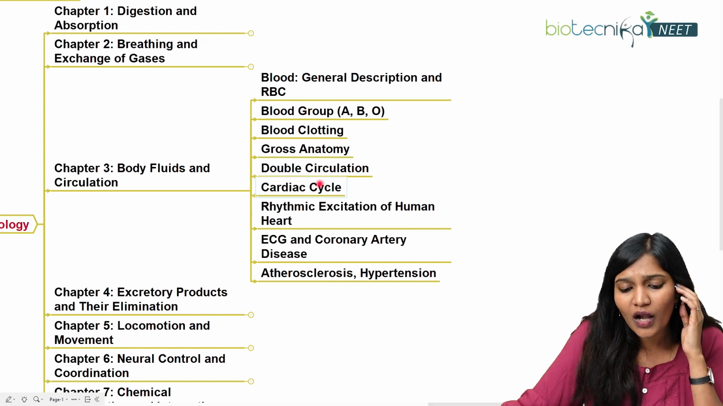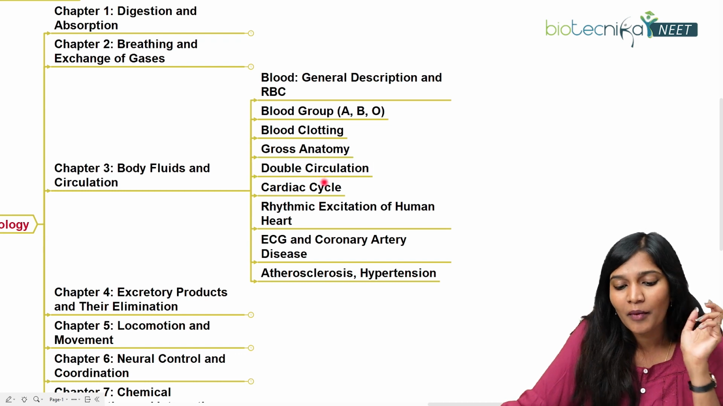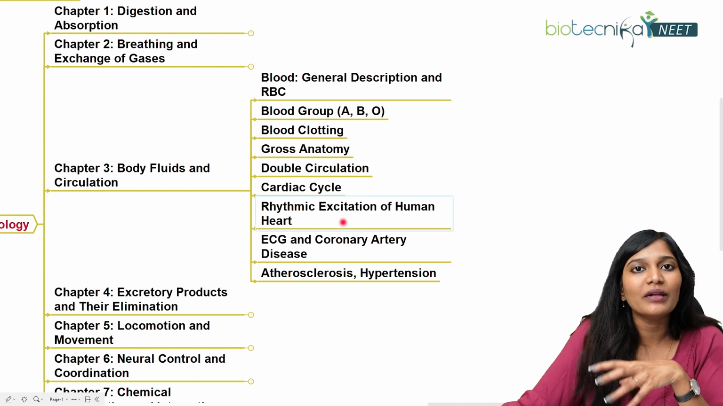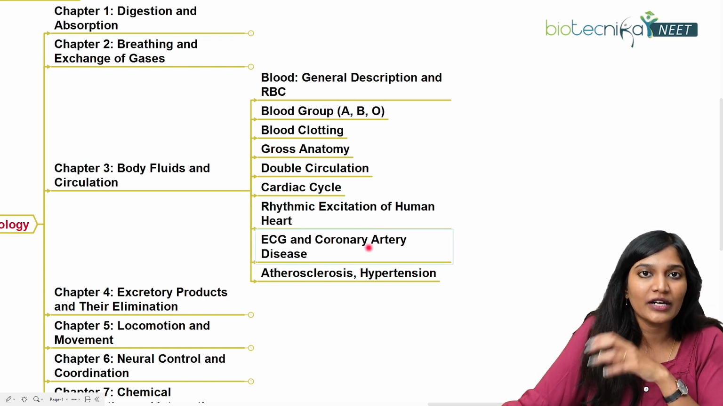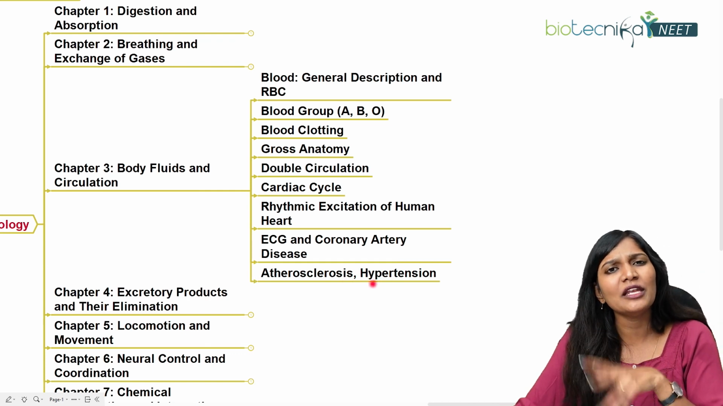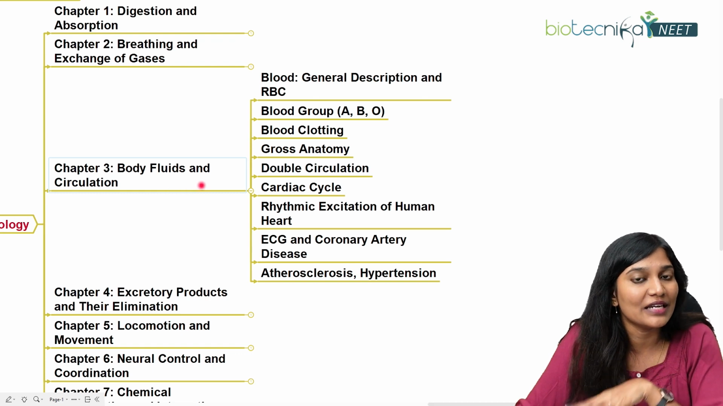And then how a double circulation actually takes place in a human body, what is lub and dub, what is going to be the cardiac cycle, one cardiac cycle, and how human heart works, very importantly, ECG, and all the disorders, coronary artery disease, atherosclerosis, hypertension, everything. And there are many, many disorders you have to study for body fluids and circulation. It's not only which is given in the book.